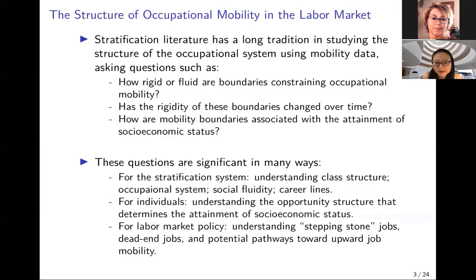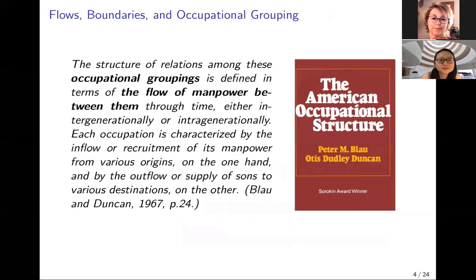So these could be jobs that may help promote upward mobility for those who are relatively moderate or low skilled workers. It could also signal some dead-end jobs in which workers are just circulating within a cluster of low-end precarious jobs. So understanding these questions theoretically will also give us some insights into potential policy issues.